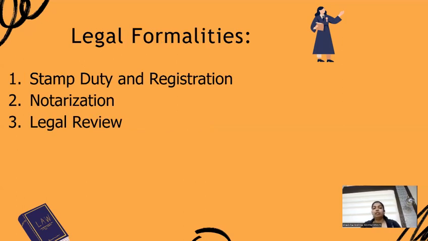Then there are certain legal formalities. Now, the agreement of sale must be executed on stamp paper of requisite value, and the document needs to be registered with the sub-registrar of assurances. Nowadays, in some states, it's mandatory to use the e-stamp.